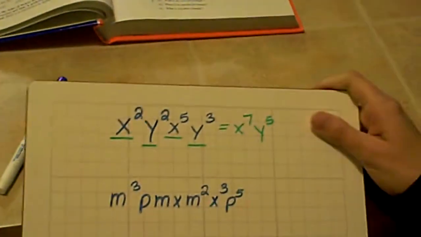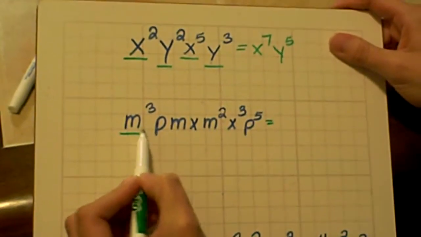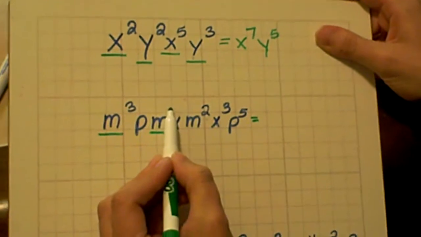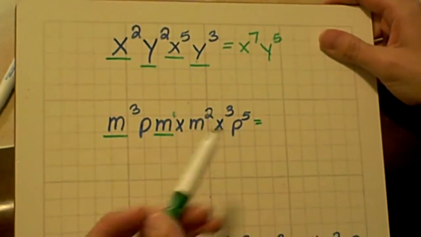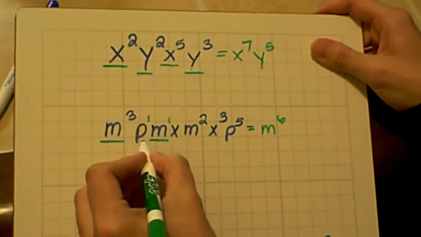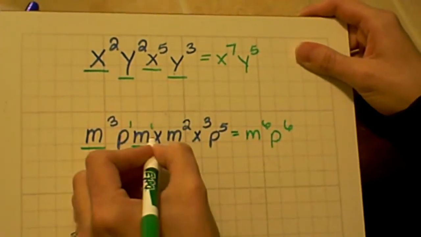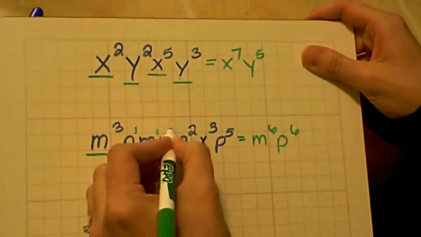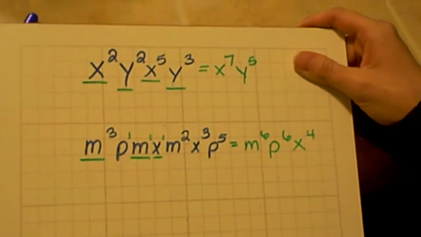For the second example here, we're going to combine all the m's, so we have m to the third, that's an m by itself, so it's a 1, and then m to the second, so we'd go 3, 4, 5, 6 to have m to the sixth. We have a p here, 1, plus the 5 here, so it'd be p to the sixth. And then we have 1 x here, and then 3 here, so we have x to the fourth. And that is as simplified as that can be.